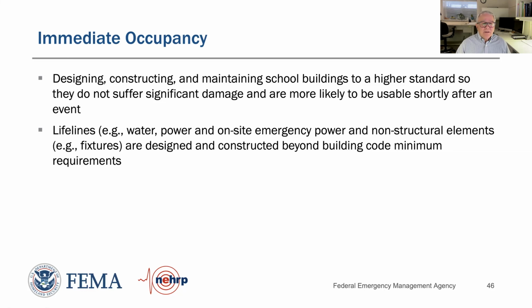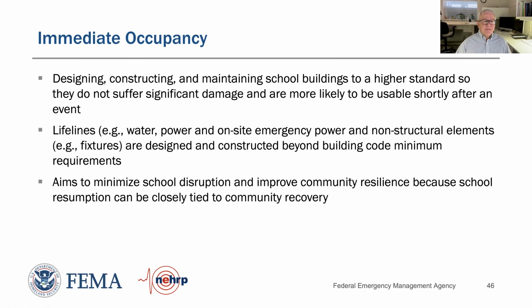Lifelines, water, power, on-site emergency power, non-structural elements, and fixtures are designed and constructed beyond the building code minimums so that they remain functional. And then the immediate occupancy category aims to minimize the school disruption and improve community resilience, because school resumption can be closely tied to community recovery.